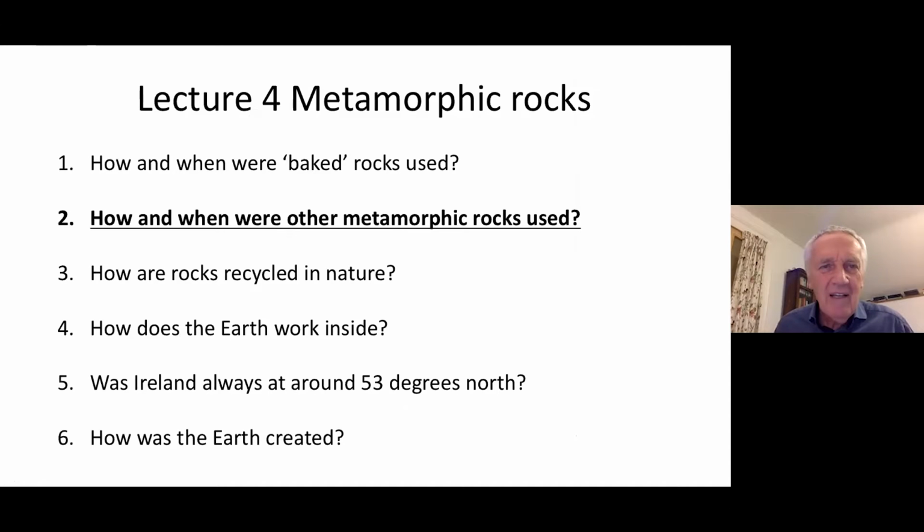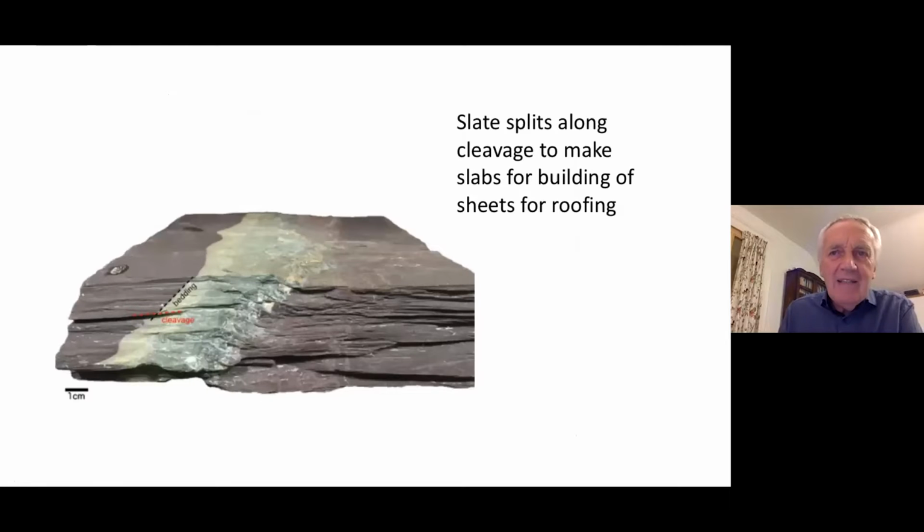Let's move on to the other kinds of metamorphic rock. We've looked at the baked ones. What about the other kinds? Well, one of them is slate. And as I showed you at the very beginning, slate splits along cleavage to make slabs, which can be used for building or it can be used for roofing.